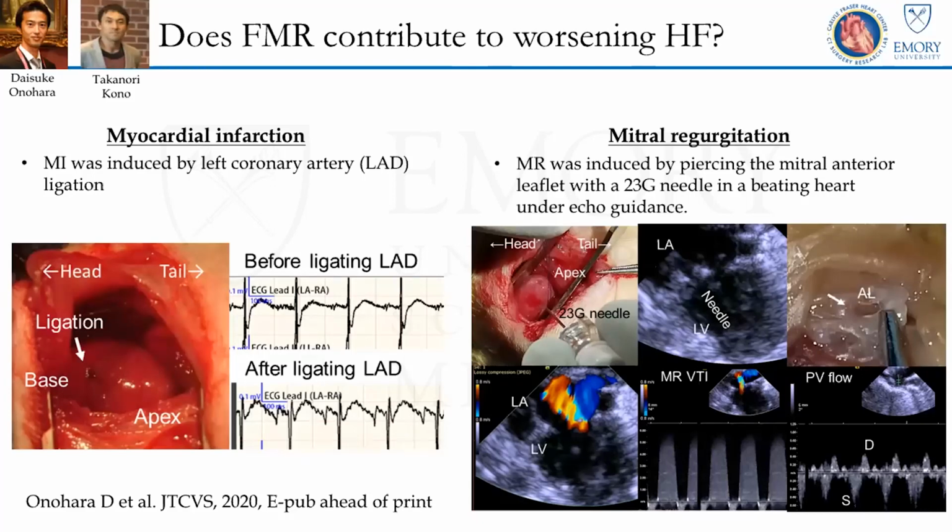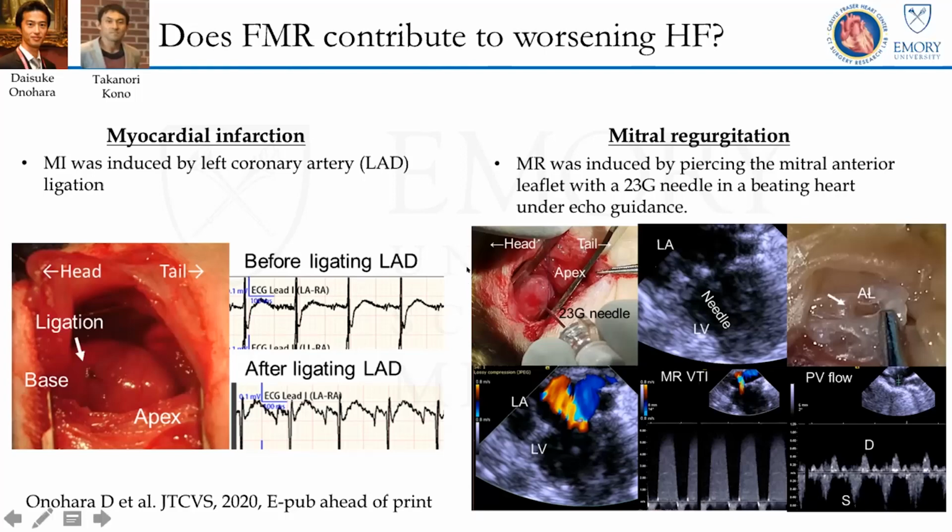So we went to the laboratory to develop a preclinical model where we can understand the impact of mitral regurgitation on the remodeling of the ischemic LV when we control for the severity of mitral regurgitation and also control for the extent of ischemic damage to the ventricle. This work was conducted by my research fellows, Dr. Onohara and Dr. Kono, who developed a rat model of controlled infarction and controlled mitral regurgitation. The methods used were as follows.